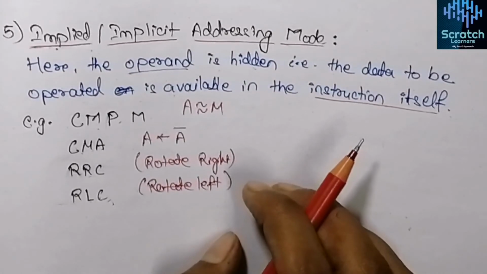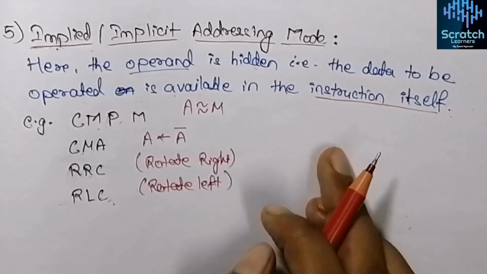So this was all about the 5 types of addressing modes in the 8085 microprocessor.